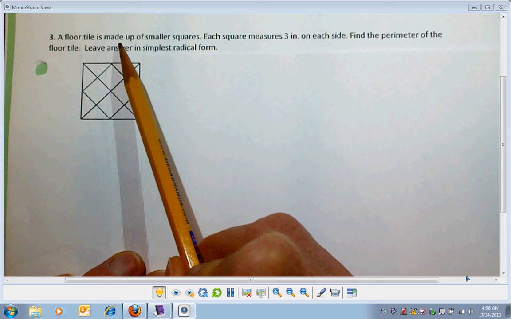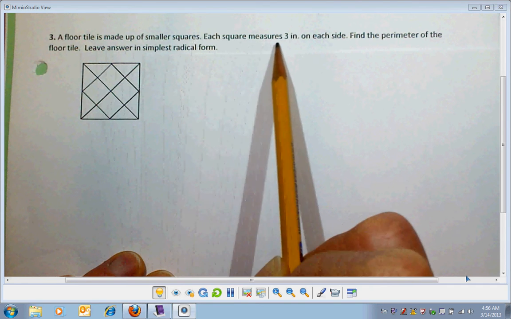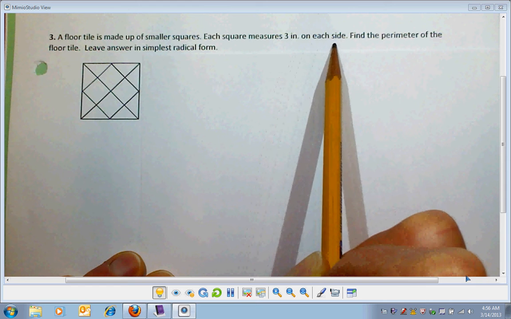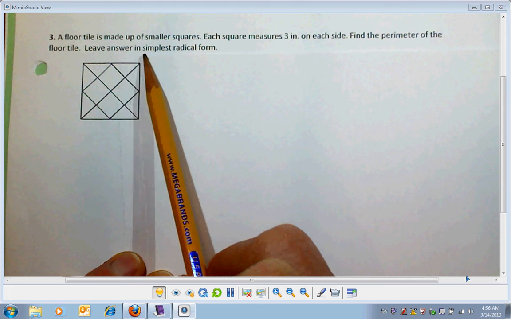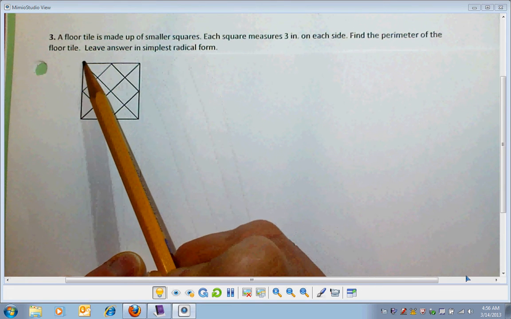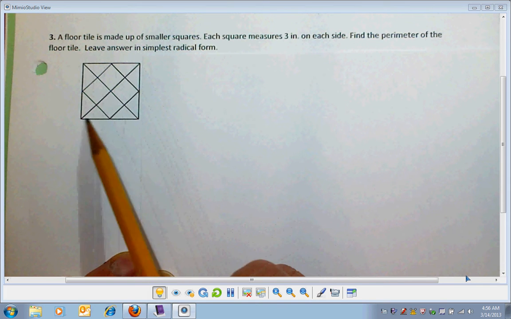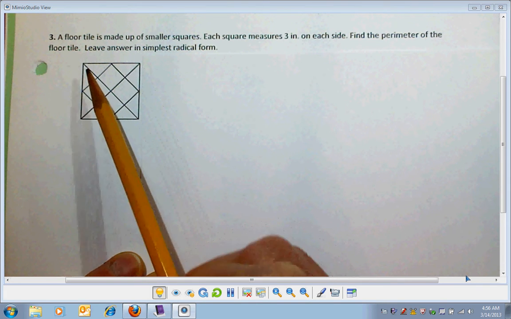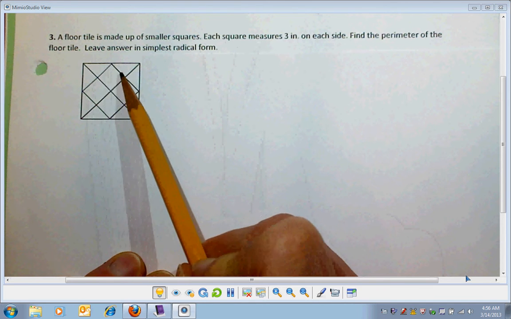A floor tile is made up of smaller squares. Each square measures 3 inches on each side. Find the perimeter of the floor tile. Leave the answer in simplest radical form. So the perimeter, which they're asking us to do, is the outside. And what they've given us is a measure of the sides of each square.